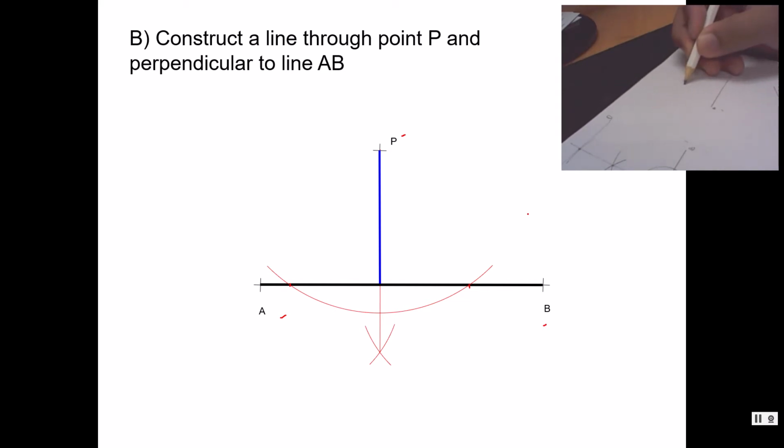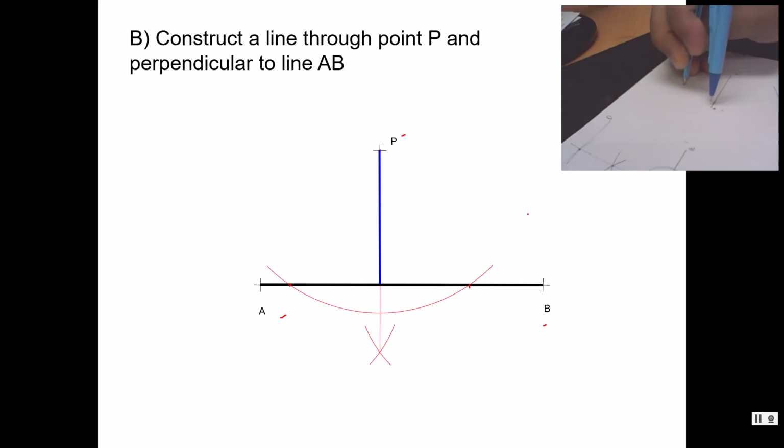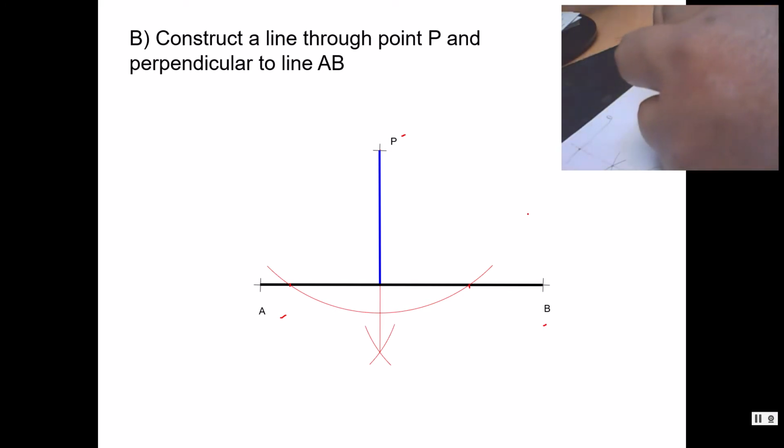Okay, it's up to you to put it wherever you like. For me, I just put it here. So I want to make sure that the perpendicular line from point P will be perpendicular to the line AB. So the first thing is to draw one circle that is going to touch two sides. Okay, like this one, yeah.